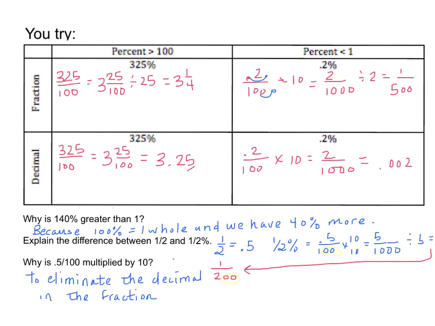And last, we multiply the 0.5 over 100 by 10 to eliminate the decimal in the fraction. What we are trying to do is have a fraction that does not have a decimal in the numerator. All right, go ahead and do your quick check and see how well you understood today's lesson.